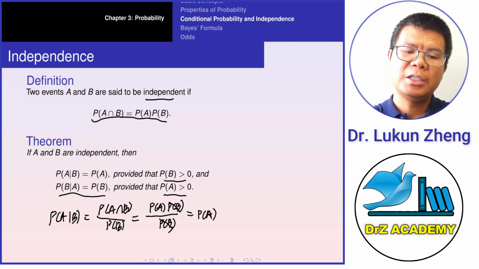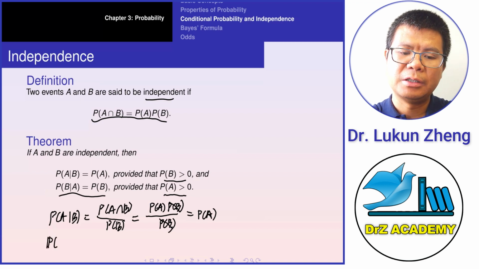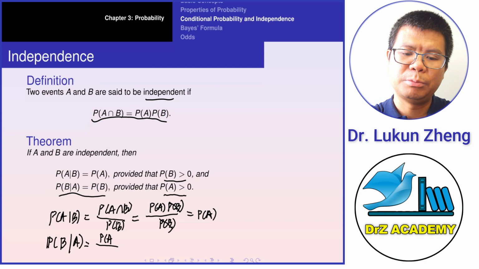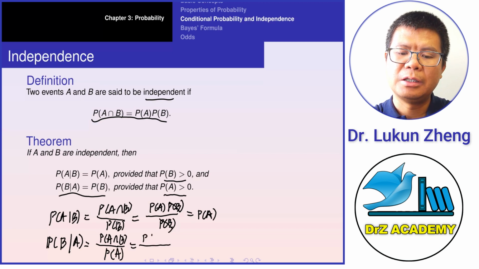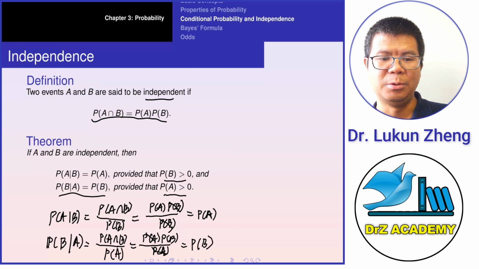Similarly, you can also prove this one, B given A. This equals the intersection, A intersect B, over P of A. Again, they are independent, so P of A times P of B over P of A. This cancels out, so you have P of B. Basically, that's what we have.